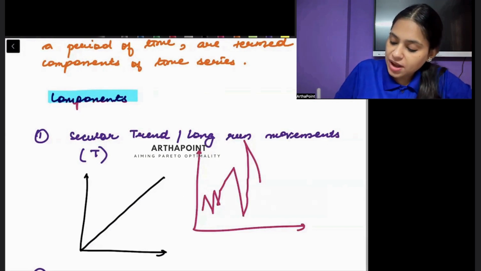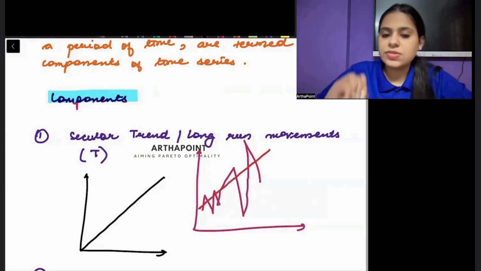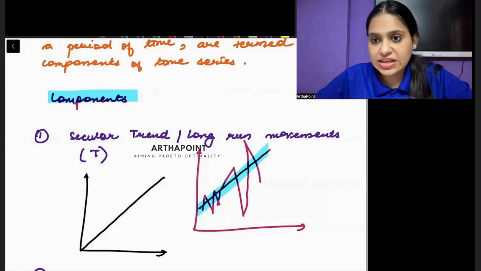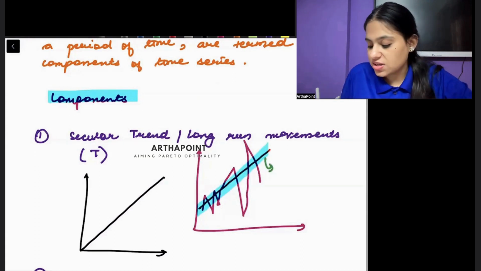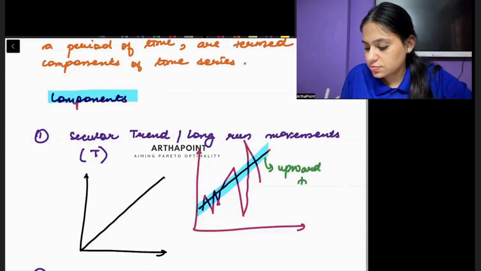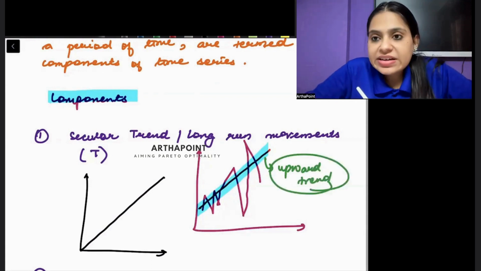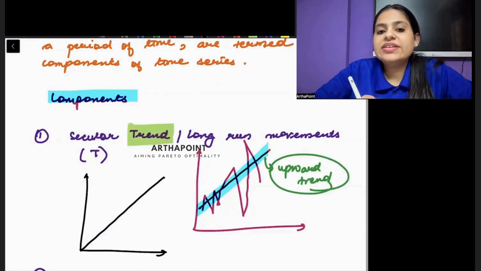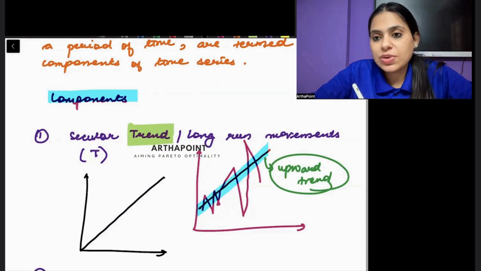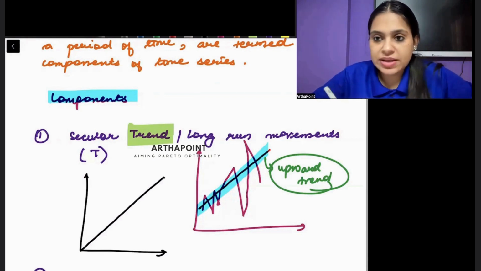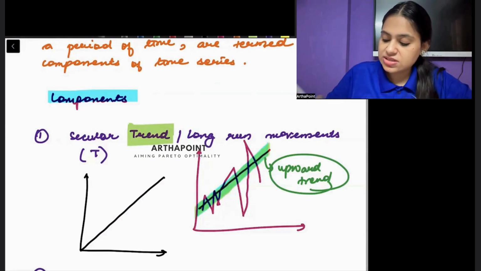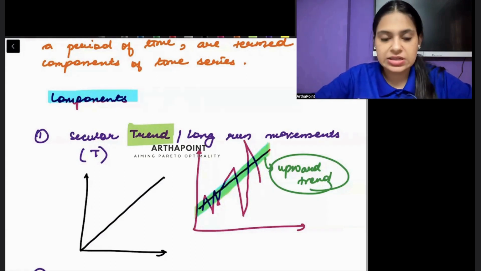But if I try to pass a line through this, and if this line is upward sloping, then we can say that there is an upward trend. The trend is represented by T, and trend stands for the long run movement. Long run movement दिखाता है. So in the long run, it seems that the GDP of the economy is increasing.